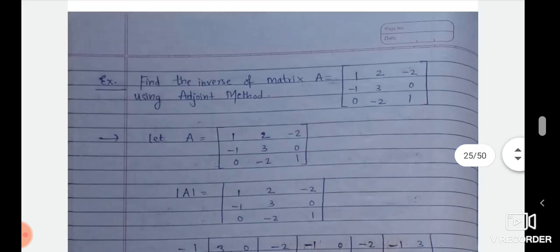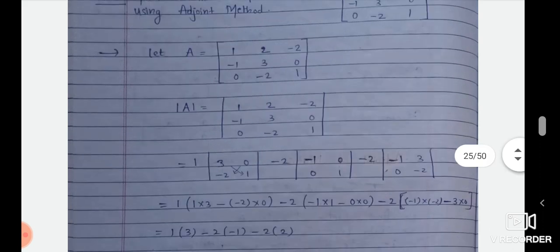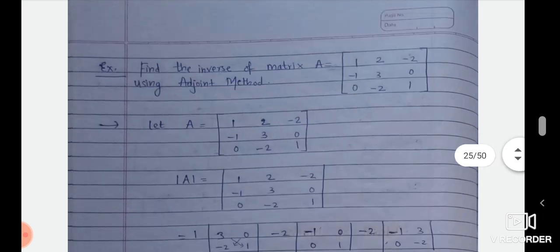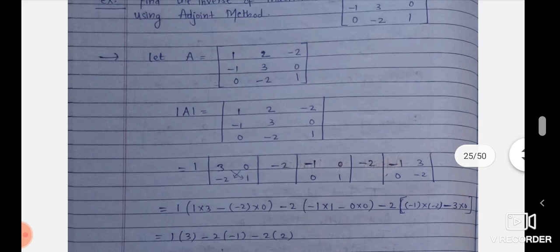So I have taken one example A. First find the determinant of the matrix A. Whenever the question is to find the inverse of the matrix, your formula is 1 upon determinant of A. So your determinant of A should be non-zero. If it is non-zero, then and only then does your inverse exist. So first find the determinant of the matrix.